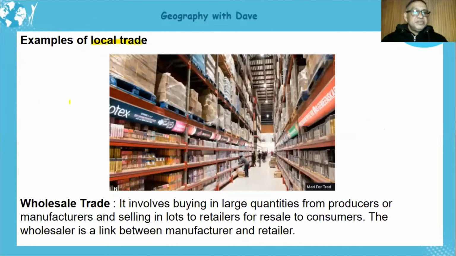Examples of local trade. In local trade, you get wholesale trade. Now, what is that? It involves buying of large quantities from producers or manufacturers and selling lots to retailers for resale to consumers. So here, these big places, wholesalers, like Macro. Macro is found here. It's large. Large storage, large amounts. They buy it from the factories or the manufacturers, and then they sell it out to the people.